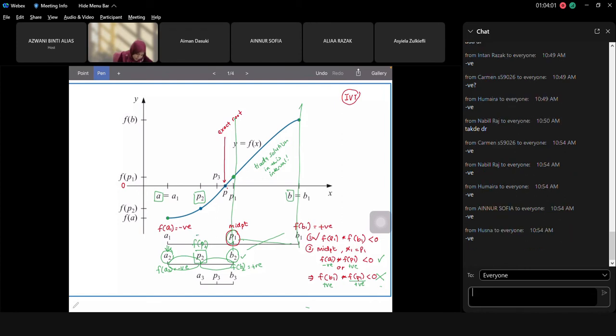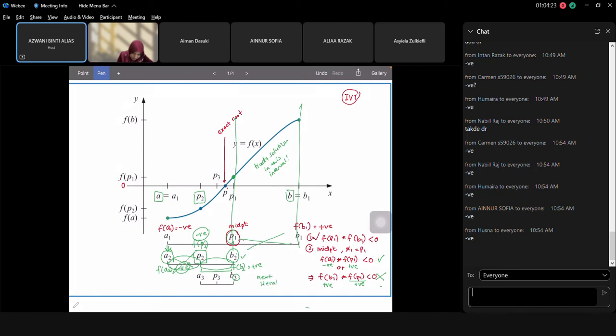Negatif. Okay, and then dia darab negatif dan negatif. Satisfied tak? Tak kan? So dia tak consider this point. Dia hanya consider this interval. That's why the next interval adalah B2, dikekalkan Y battery sebab the next iteration.